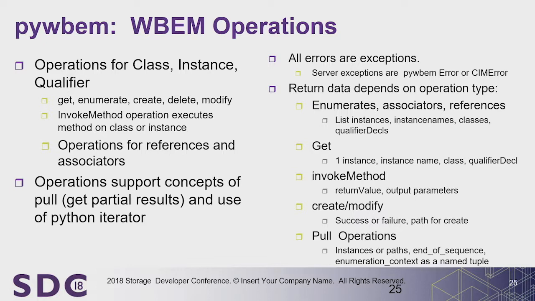You can create, you can modify. Obviously, the creation of classes is somewhat limited, but the creation and modification of instances is used successfully throughout the model. And then what we call the pull operations are those operations that get partial results.